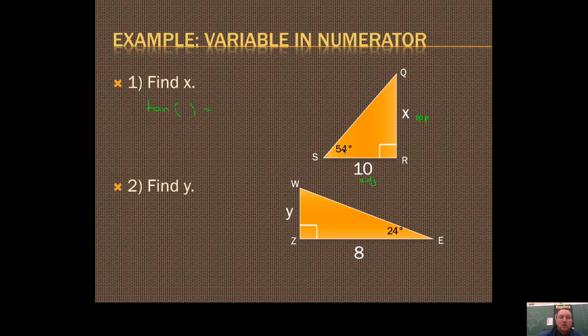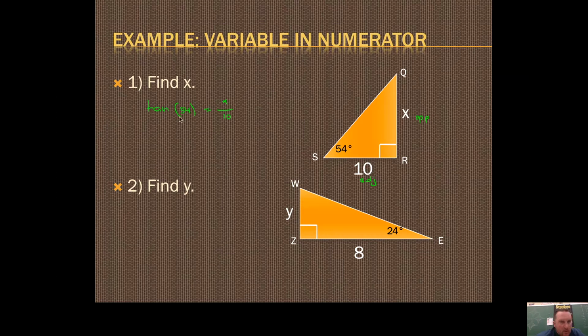So the tangent of our acute angle, S, which is 54 degrees, is equal to a fraction. It's equal to the opposite over the adjacent, x over 10. We need to figure out what x is. We need to get x by itself.